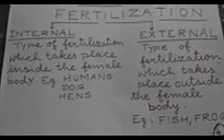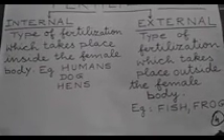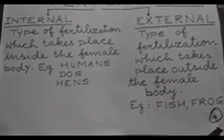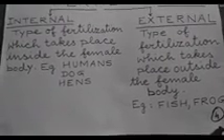Today, in lesson 8, I will explain the topic types of fertilization. So, students, there are two types of fertilization. One is internal fertilization, and the second type is external fertilization. Now I will tell you the major points of difference between internal fertilization and external fertilization. First I will explain the internal type of fertilization.